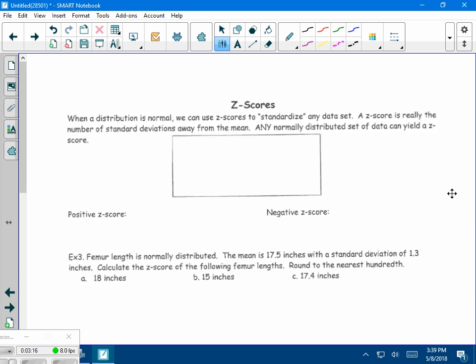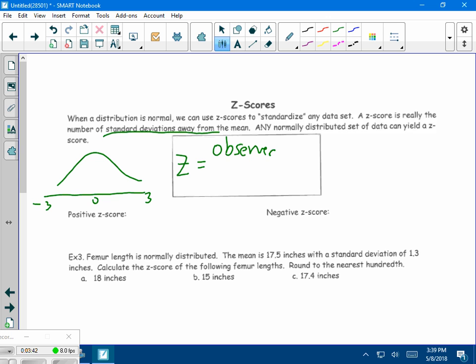So when it says a z-score is the number of standard deviations away from the mean, when you see that normal curve that you guys have, and it's got the numbers that run from -3 over here up to +3. Those are z-scores. That's what those values are. So how you calculate the z-score is it's calculated by whatever the observed value is minus the mean value and then divided by the standard deviation.